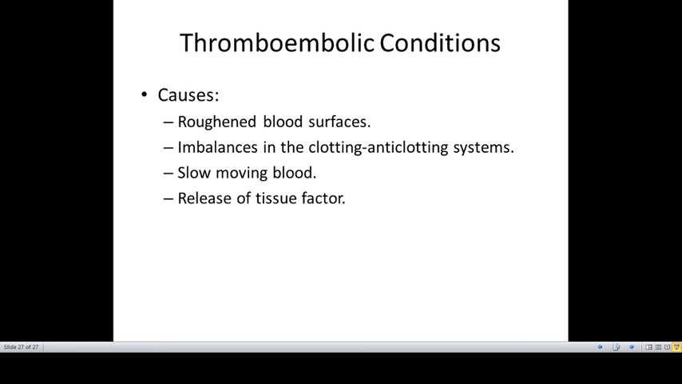Now, this is all for today's lecture. We will continue with the thromboembolic conditions in the next lecture.